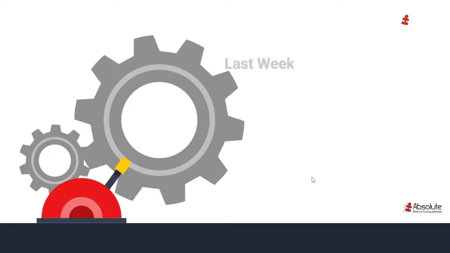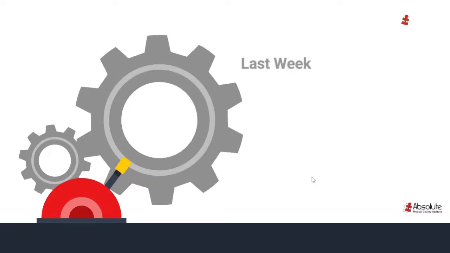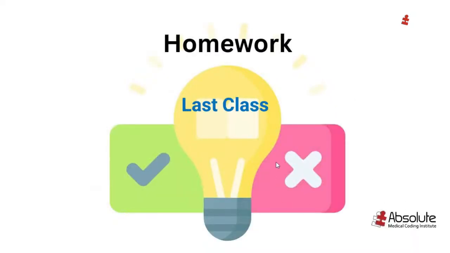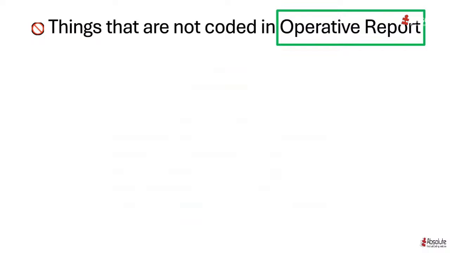Last week we learned how to code an operative report. We learned about the structure of an operative report. We learned what is codable and what is notable. We also learned that authentication is important and the guidelines always play a factor. Last class, I gave you some homework, so now let's go ahead and review it.